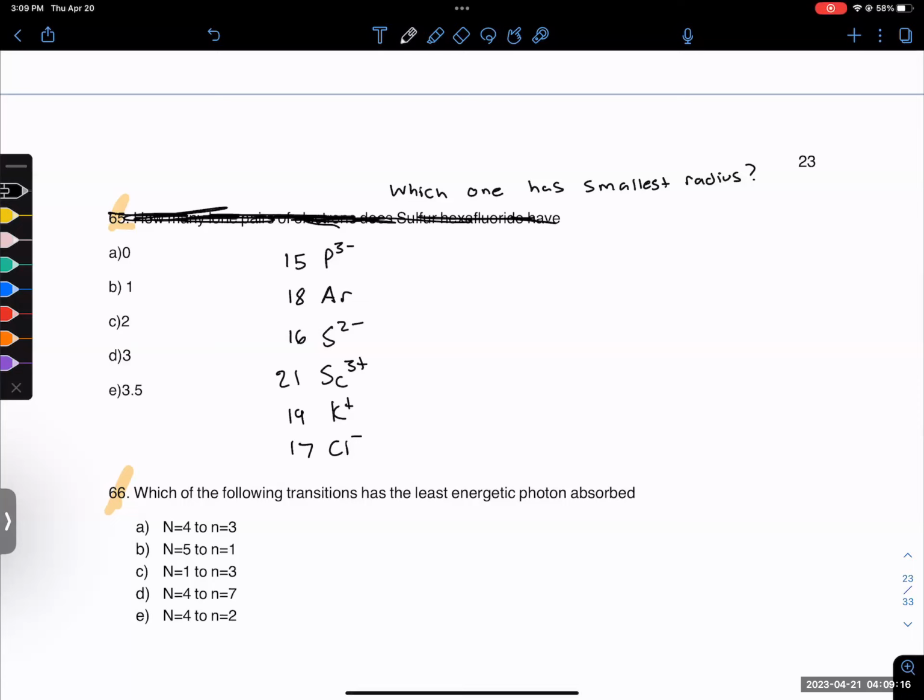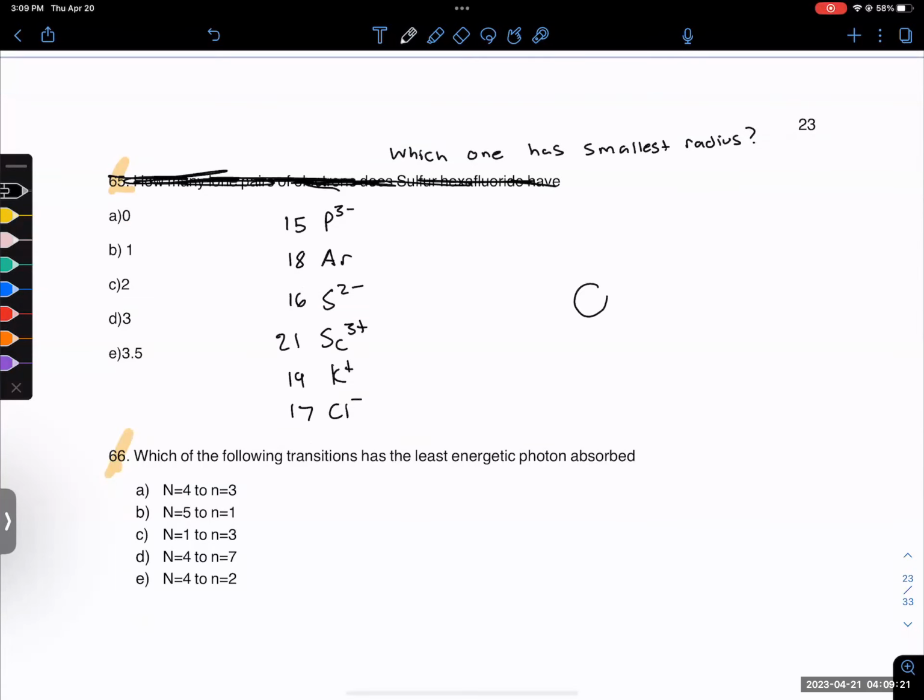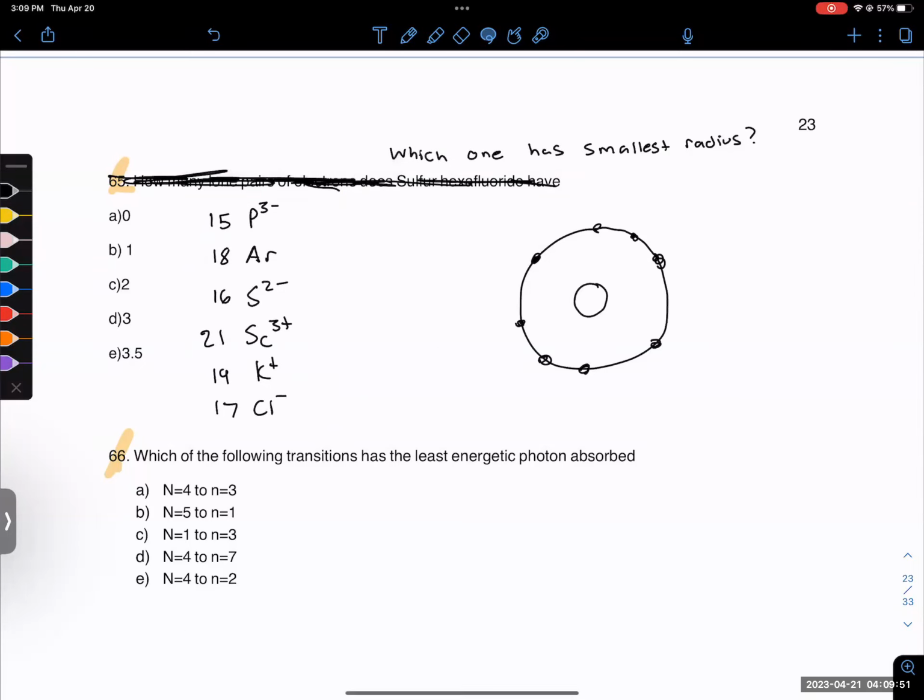But we realize that they all have the same amount of electrons, right? So let's just draw a general nucleus. And they all have, let's just say, 8 valence electrons, right? So 1, 2, 3, 4, 5, 6, and then we have 7 and 8. Do we all agree that they all have the same amount of valence electrons because they are all isoelectronic species? Do we agree on that? Yes or no? Because if not, then you won't understand the next part.